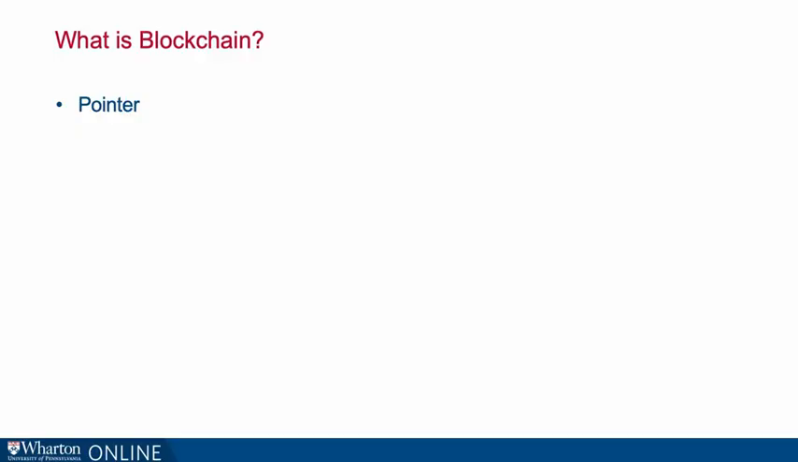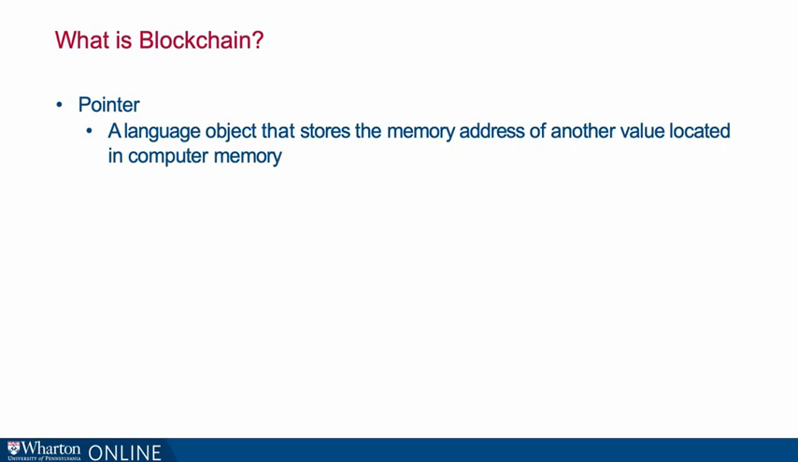Well, so first we're going to talk about a linked list. And important to this idea of a linked list is something called a pointer. So a pointer in computer science is a language object that stores the memory address of another value located in the computer memory. So the idea is it's not the object itself, but it tells you where to find the object. It's like an index entry.